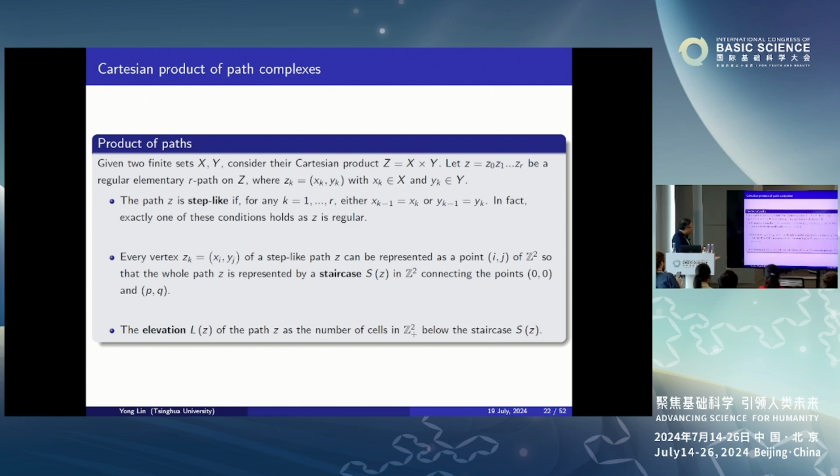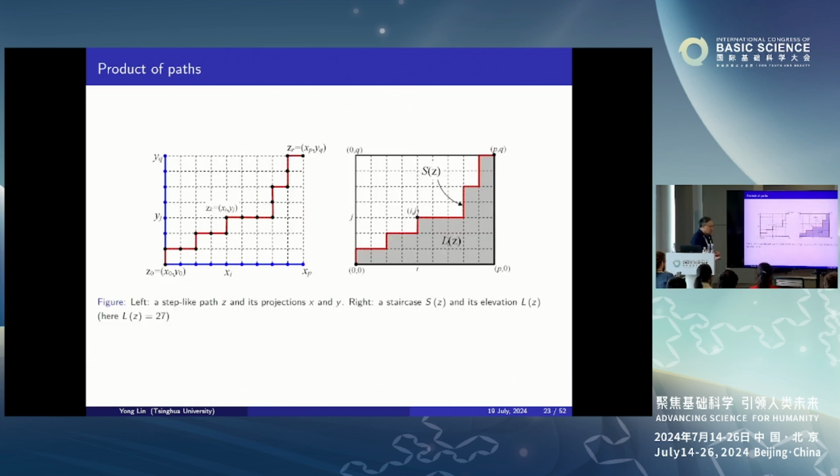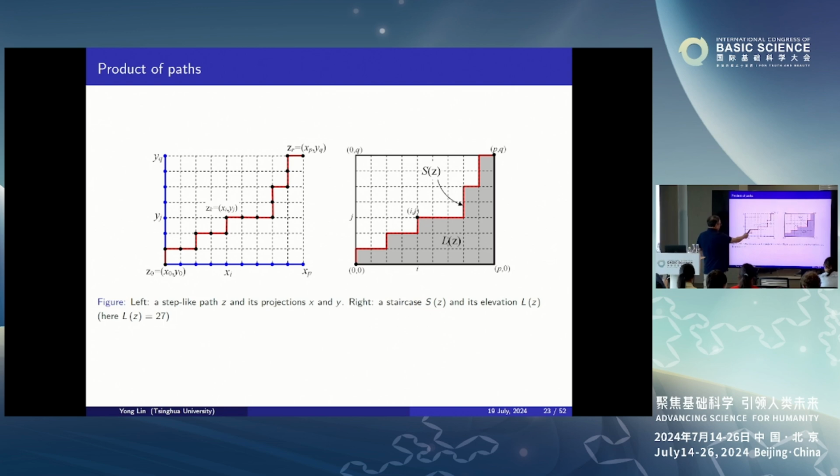So what is the product of these two paths? Given two finite sets, you can define the Cartesian product Z. So what is the regular path on this product set? We skip the notation and just use a picture, which is easy to understand. This is a picture of the product path on Z, and its projections to the S direction and to the Y direction are the S path and the Y path. So we need this notation.